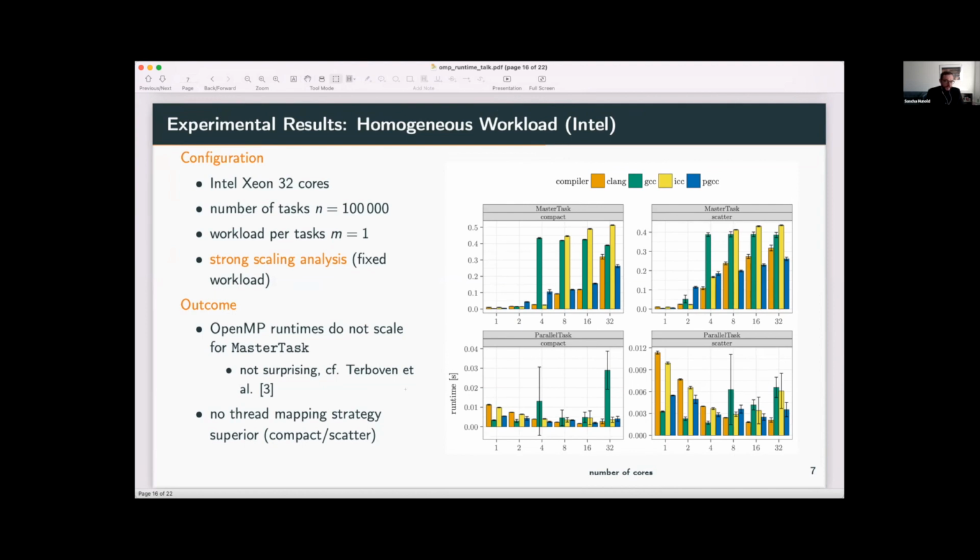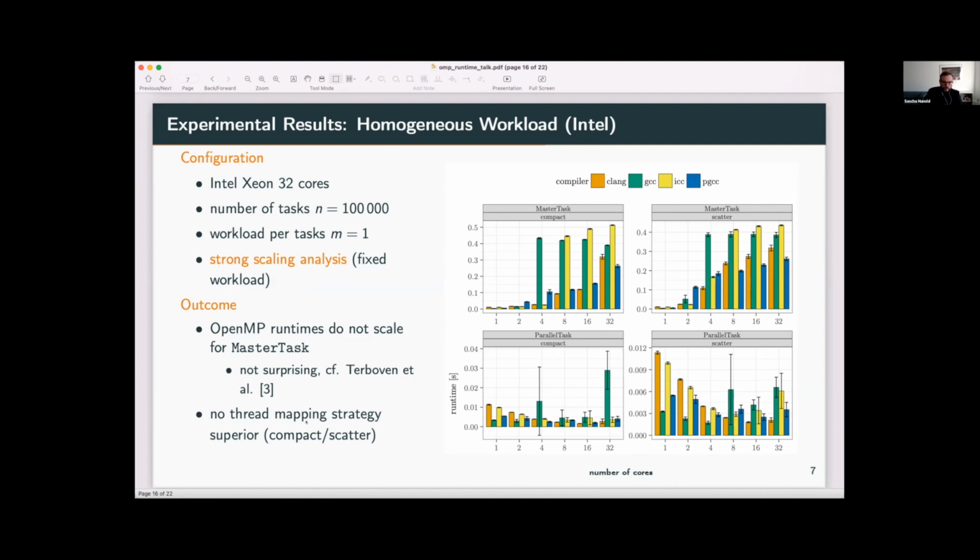But the thing is, in this kind of scenario, they don't scale well. It's not expected, but you see huge differences between these compilers. That's what we didn't expect. And it was not surprising to see that this master task strategy doesn't scale well. That was already found by Terboven et al. But we found that for the mapping strategy, there was no clear winner.